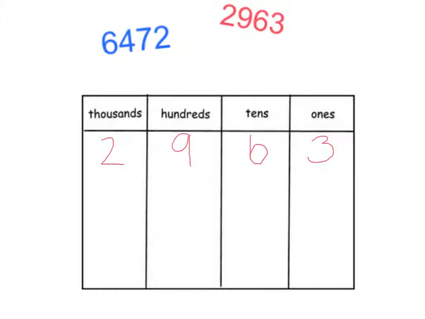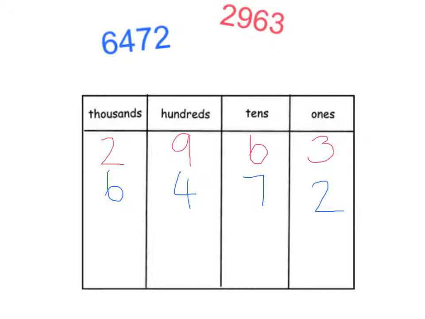Now we're going to put the next number, the number that is written in blue, onto our place value chart. This number is 6,472. So we're going to put the 2 into the ones column first, so we have 2 ones in this number. The 7 tens, which is 70. 4 in the hundreds. And 6 in the thousands. Now that we have both of our numbers written on the place value chart, we can begin to decide which number is bigger than the other.